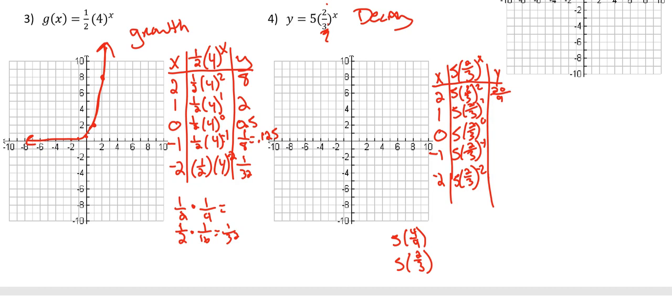This next one's going to be 10/3. And this next one's going to be 5, because 2/3 to the 0 is 1. For the next one, it'll be 5 with a -1. Basically these are going to switch places, so it'll be 3/2. So it'll be 15/2. And this will be 5 times 9/4, so it'll be 45/4.